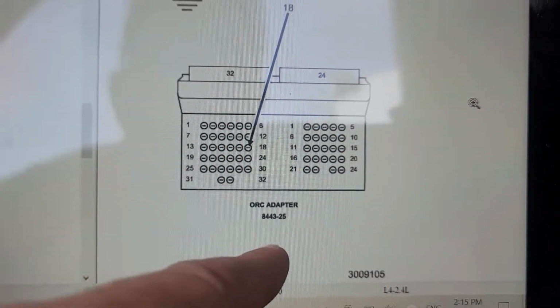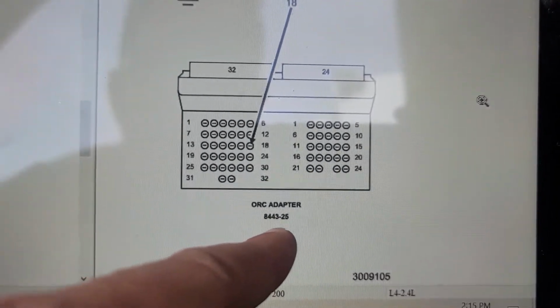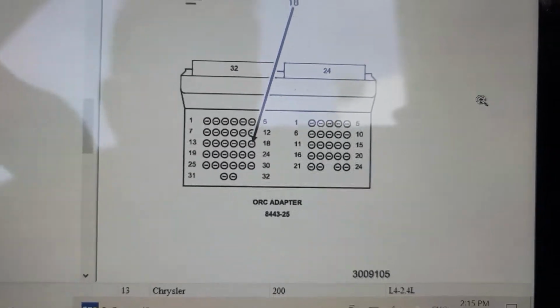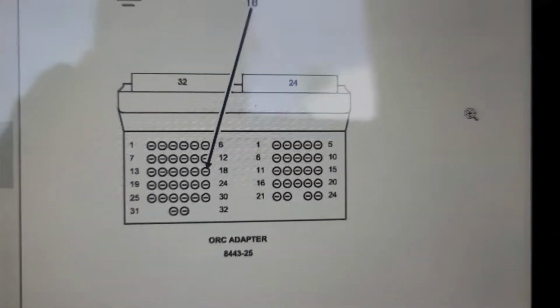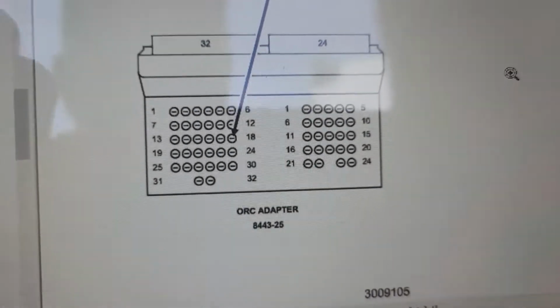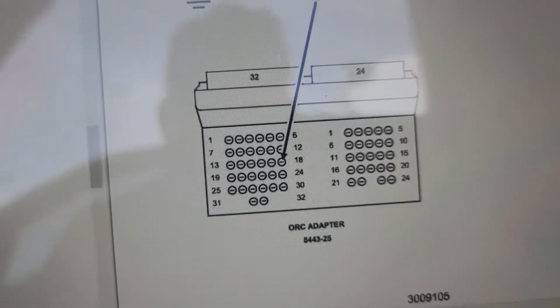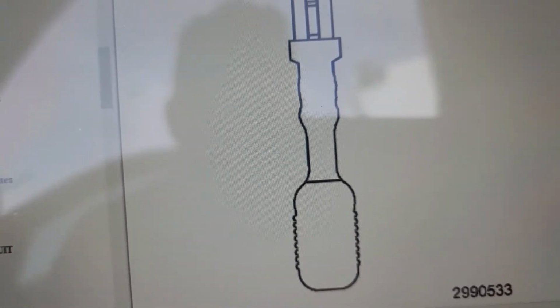And there's other models, 8443-28, which is 28 or whatever. I mean, there's different ones based on, you know, the vehicle. We don't need this because we have this. We don't need this tool.